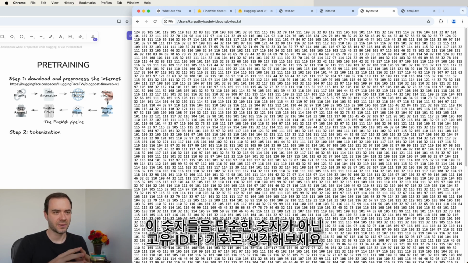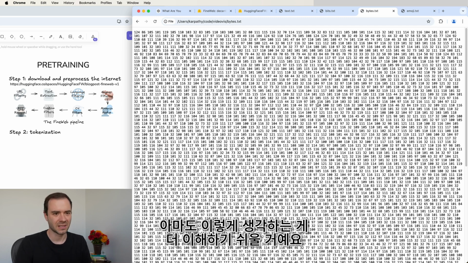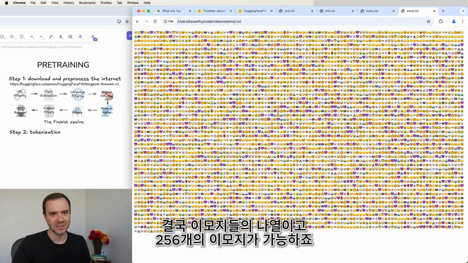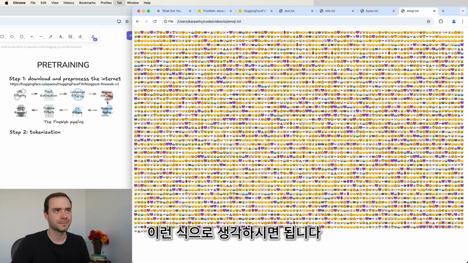Now I really encourage you to think of these not as numbers, but as unique IDs or like unique symbols. So maybe it's better to actually think of these, to replace every one of these with a unique emoji. You'd get something like this. So we basically have a sequence of emojis, and there's 256 possible emojis. You can think of it that way.